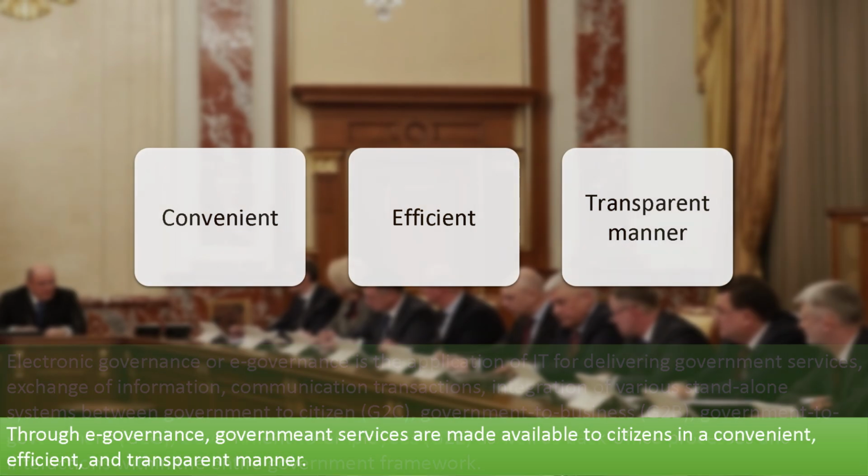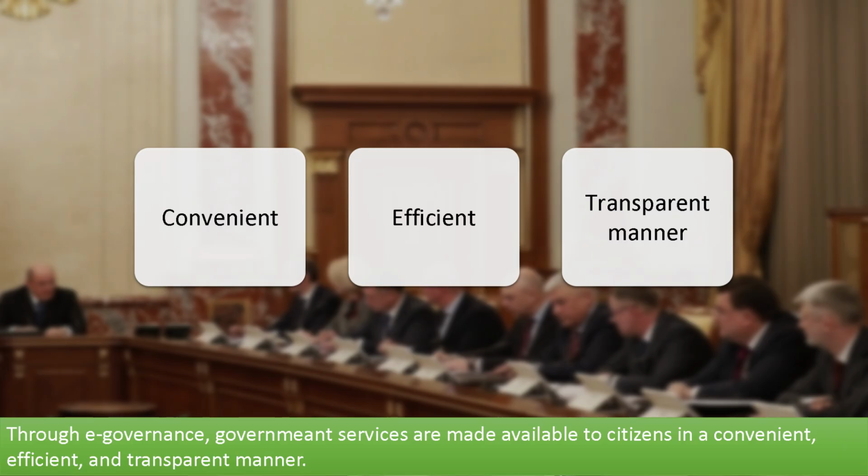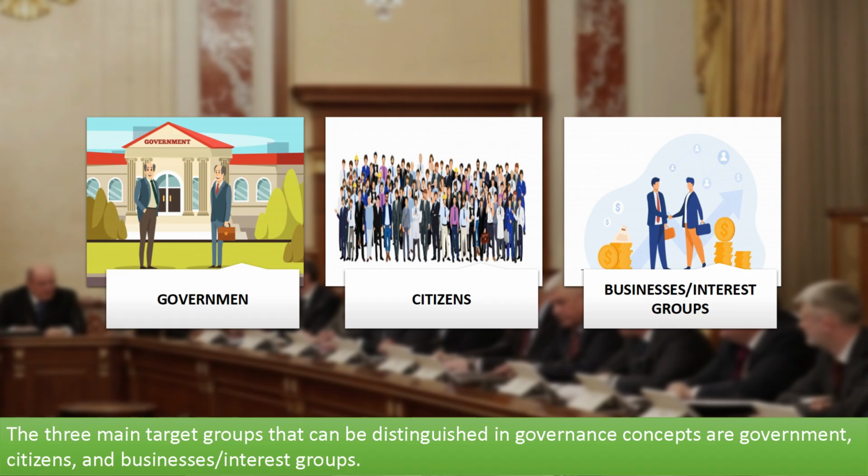So through e-governance, government systems are made available to citizens in a convenient, efficient and transparent manner. The three main target groups that can be distinguished in government concepts are government, citizens and interest groups, or businesses. What we have observed is that when the government develops any scheme for the citizens, sometimes it goes directly to the citizens, and sometimes it uses a model called the PPP model, that is, the public-private partnership model. The interest group could be non-government organizations, self-help groups, cooperative societies, or charitable organizations, and all are interrelated and work with that model.